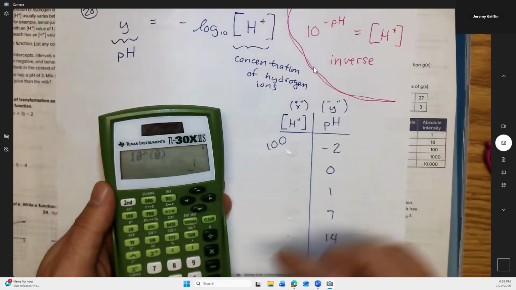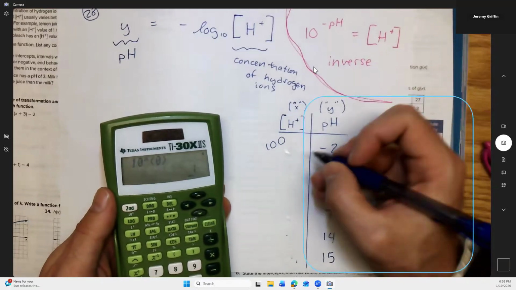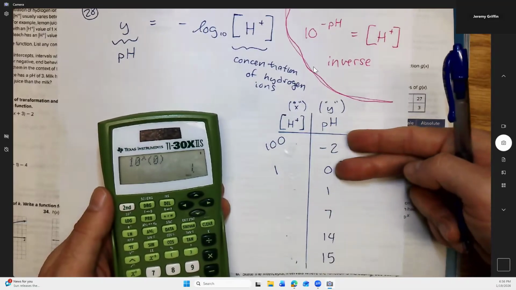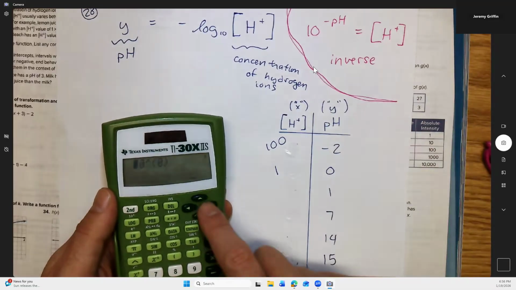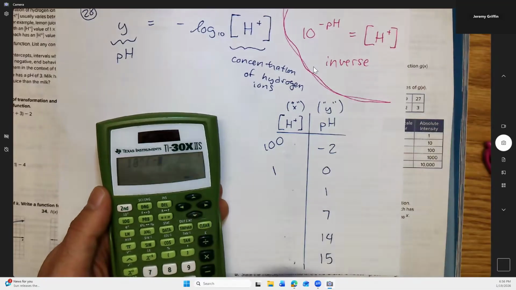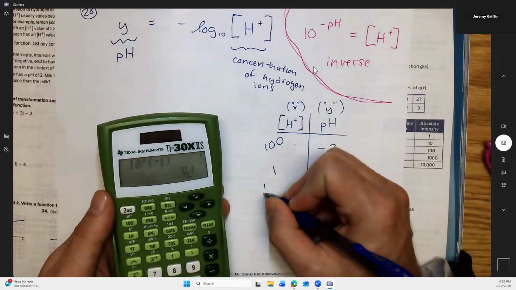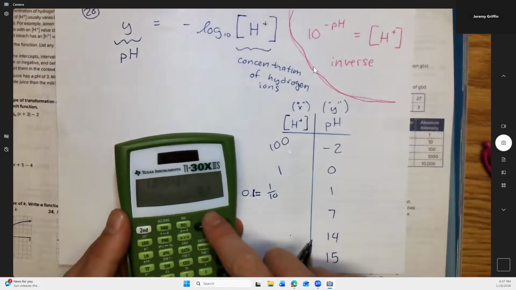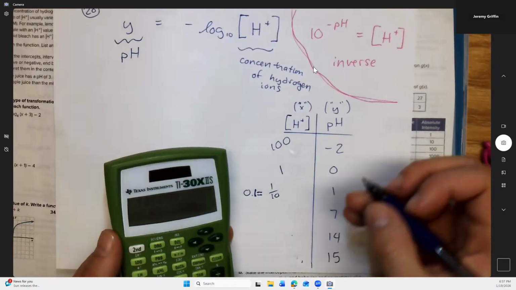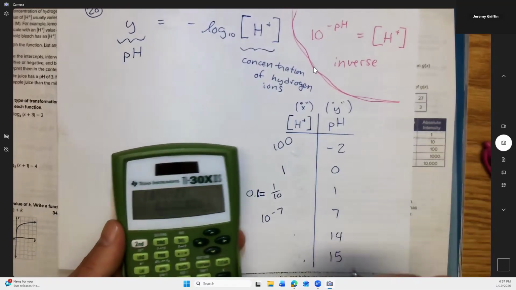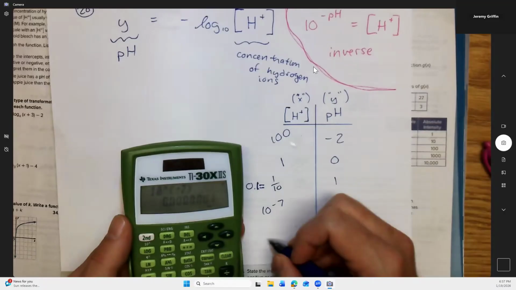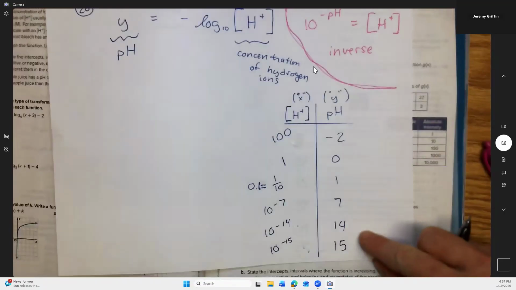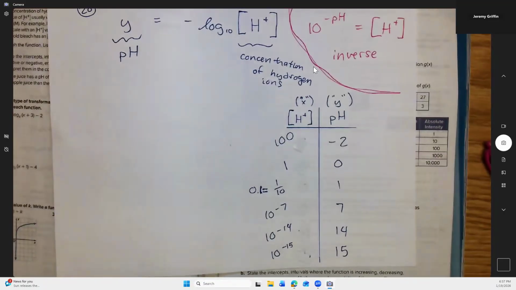Now if I do 0, 10 to the 0, following this model, I get 1. That's also still extremely acidic. It's 100 times less acidic than a pH of -2, but still extremely acidic. Now what if I plug in 1? Keep in mind, I do have to have a negative here, so this is 1 over 10, or 0.1. What if I do 7? Well, now we have 10 to the -7. So 1, 2, 3, 4, 5, 6, 7. This would be 10 to the -14, 10 to the -15. Once you get up to a pH of 14 or 15, that's extremely basic.